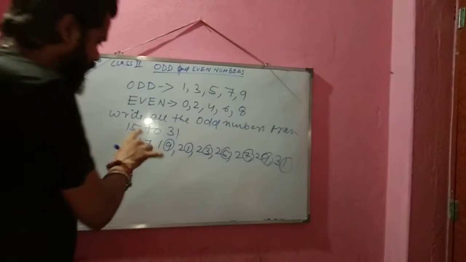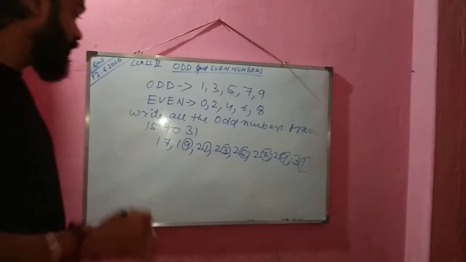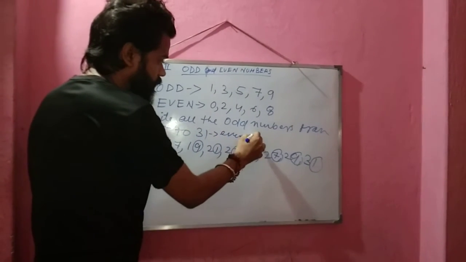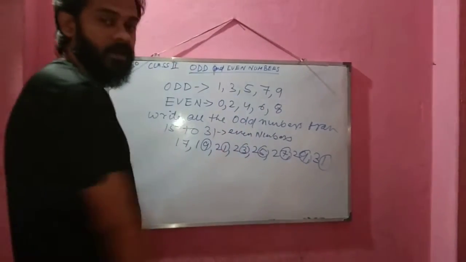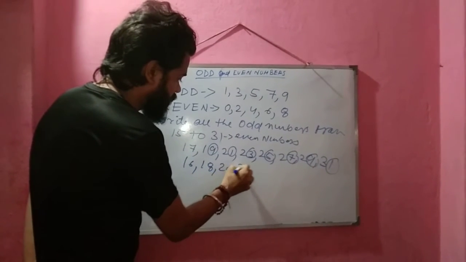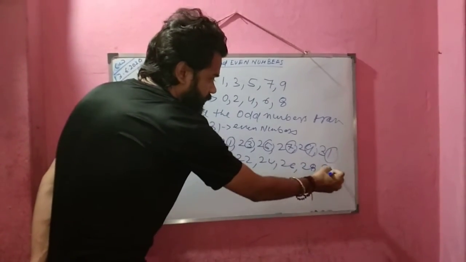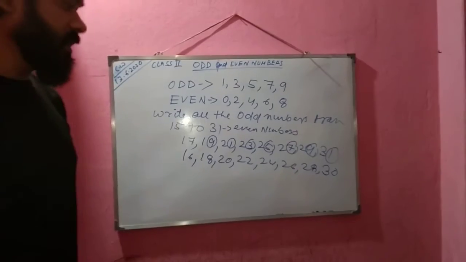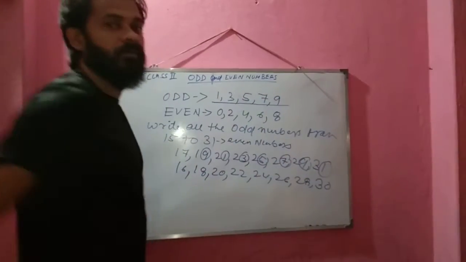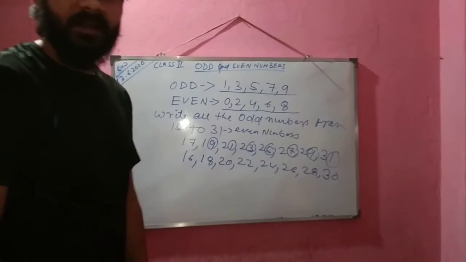See here, 17, 18 is not there because 18 is an even number. 20 is not there, it is an even number. Now if I ask you to write the same 15 to 31 even numbers, then what you have to write? 16, then 18, then 20, then 22, 24, 26, 28 and then 30. This is the concept only. The numbers ending at 1, 3, 5, 7, 9 will be odd numbers and the numbers ending at 0, 2, 4, 6, 8 are even numbers.